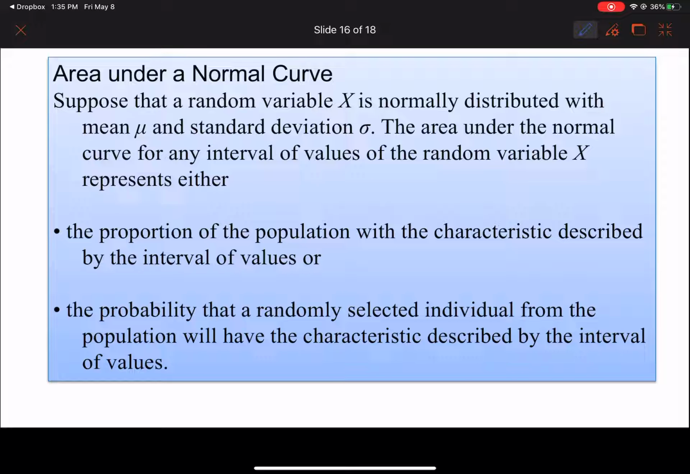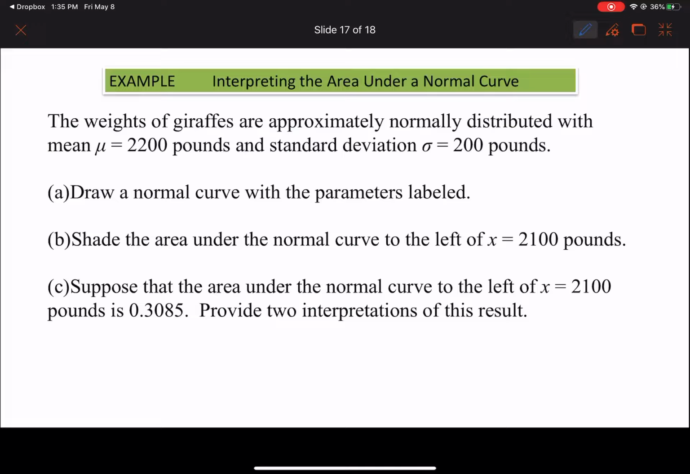I'm going to give you an example, and I'm hoping this helps clear it up a little bit. So let's look at giraffes. The weights of giraffes are approximately normally distributed with a mean mu equals 2,200 pounds and a standard deviation sigma equals 200 pounds. We're going to draw a normal curve with the parameters labeled. We're going to shade under the normal curve to the left of 2,100 pounds. Suppose that the area under the normal curve to the left of x equals 2,100 is 0.3085. We're going to provide two interpretations of this result. So let's take a look.